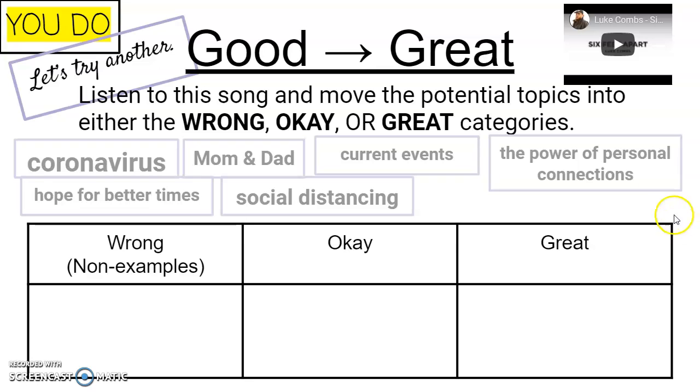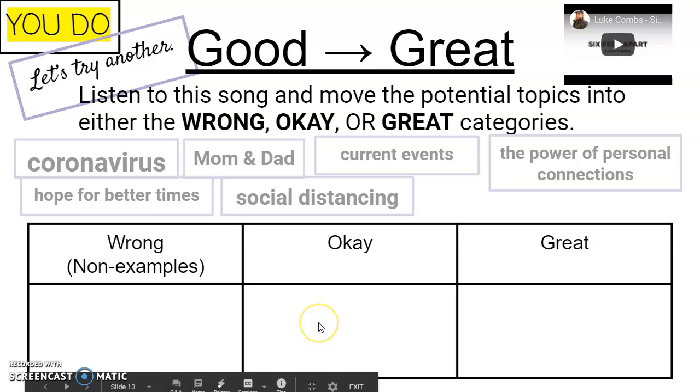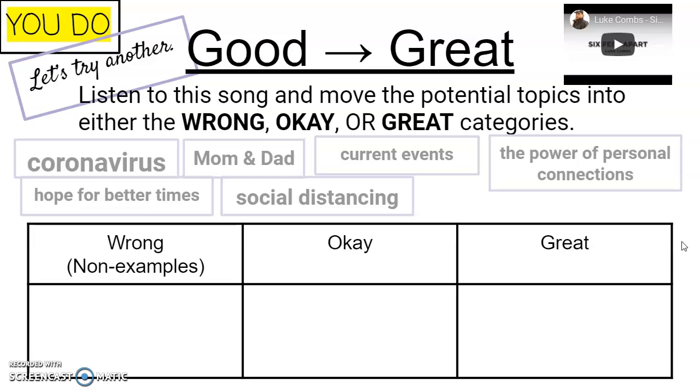Let's try another one. This song is called 6 Feet Apart by Luke Combs. Again, you will listen to the song lyrics, and then afterwards you are going to move these words into the correct category. Is it a non-example? Is it an okay example, surface level, or is it more of the deep level that we are looking for? Pause and do that now.